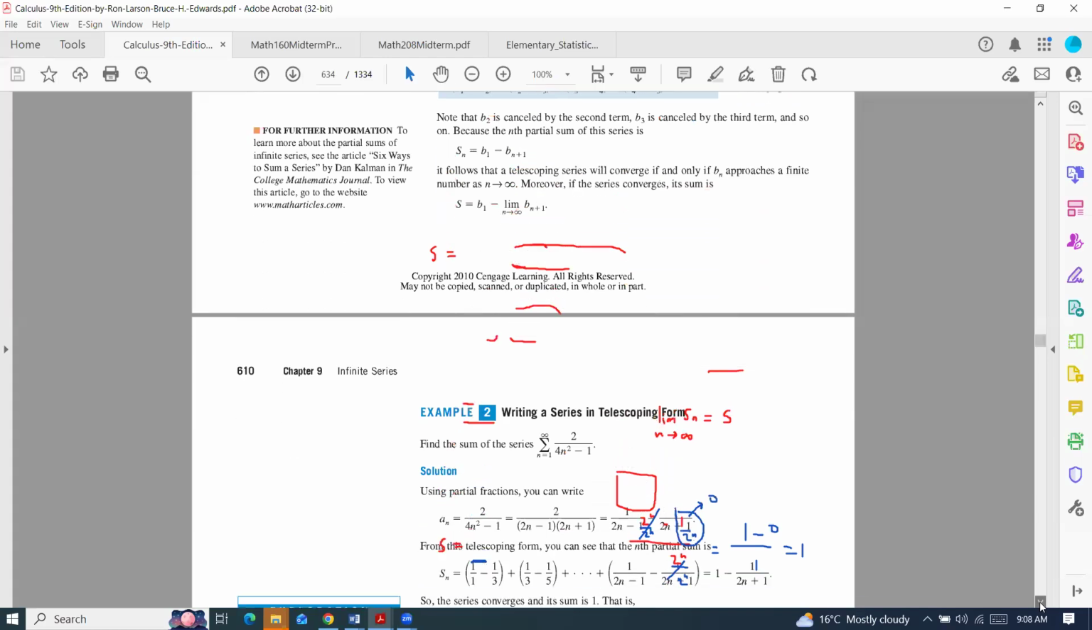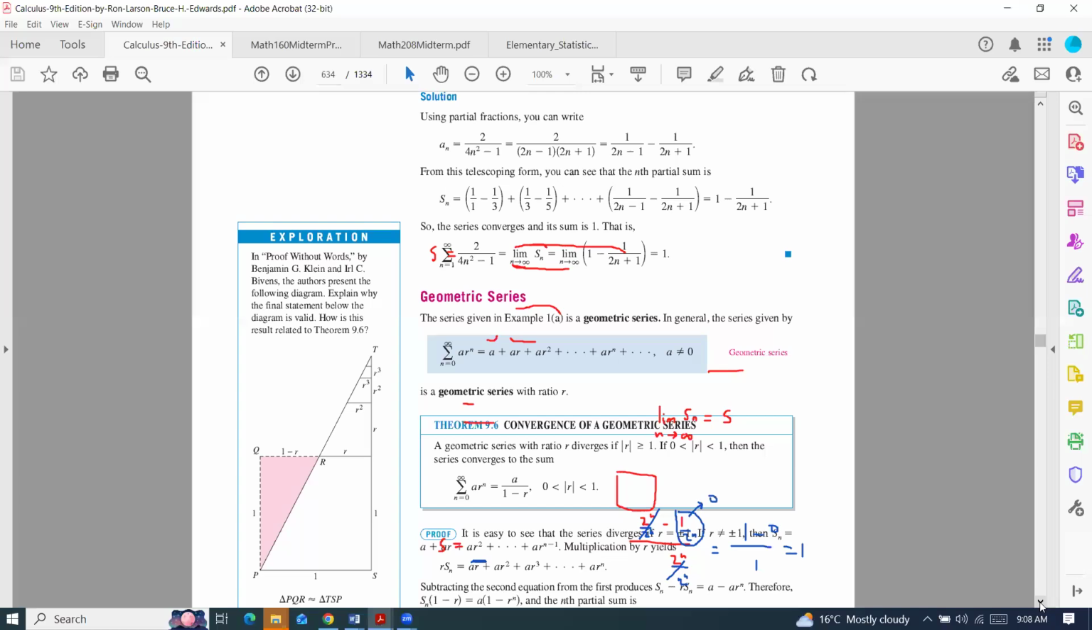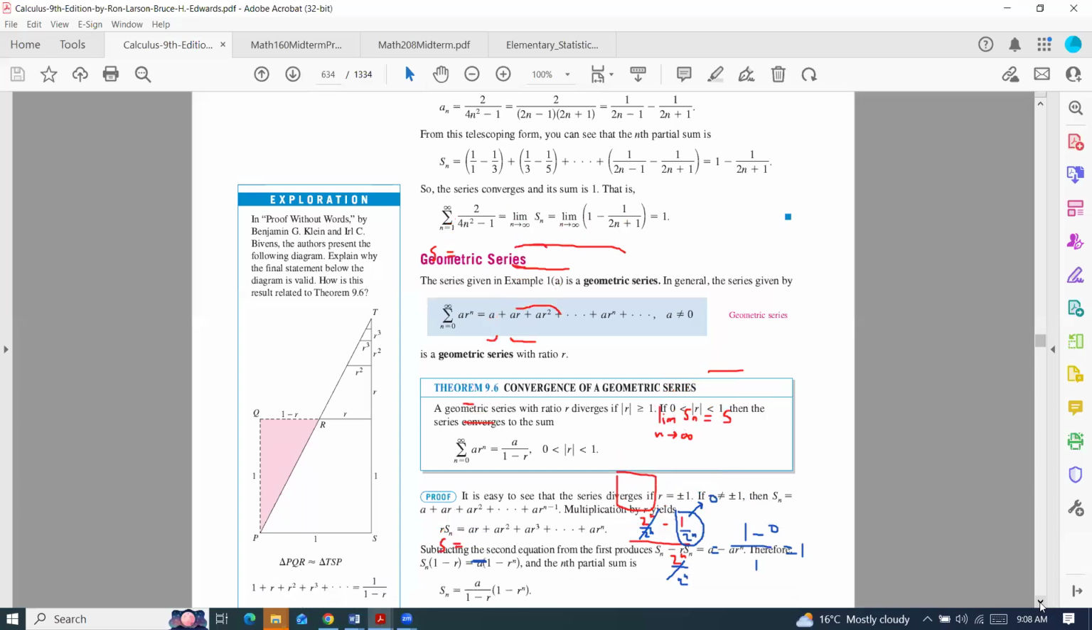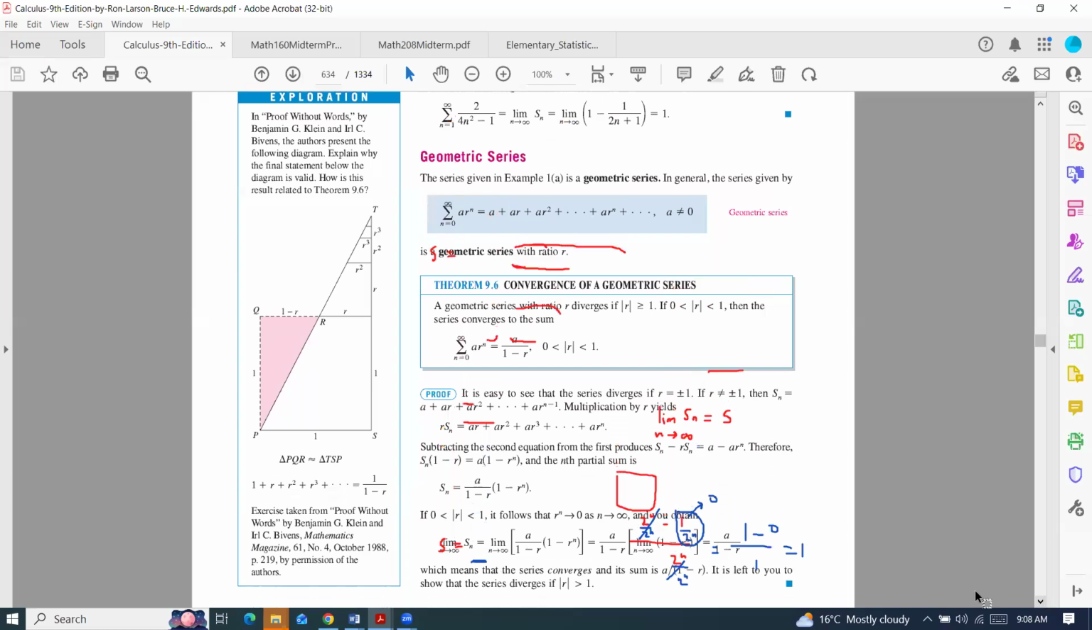But anyways, they have a variety of interesting examples, but the big story is a geometric series. That type of series where we can actually find that limit of what we just discussed, the sequence of partial sums.